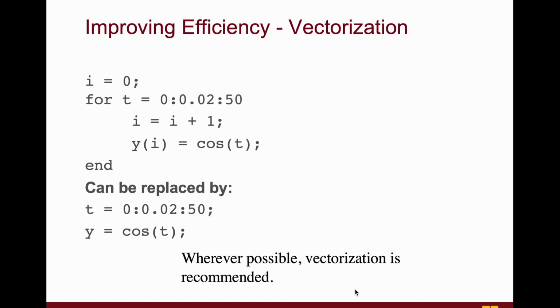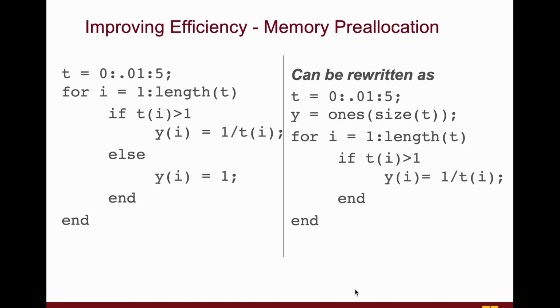So we can replace this for loop with the following. First, we generate t as a vector, 0 to 50 with a step size of 0.02. And then we directly do a cosine operation on the t vector, and we can get the y vector easily. So it's pretty straightforward, and it's called vectorization. Whenever possible, vectorization is recommended because it's a way to improve computing efficiency.